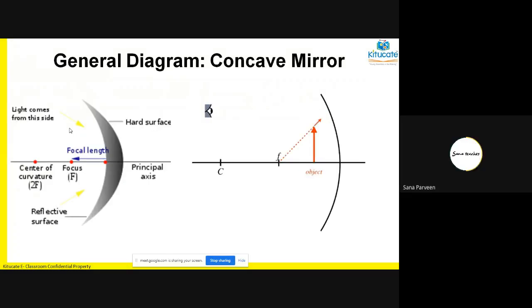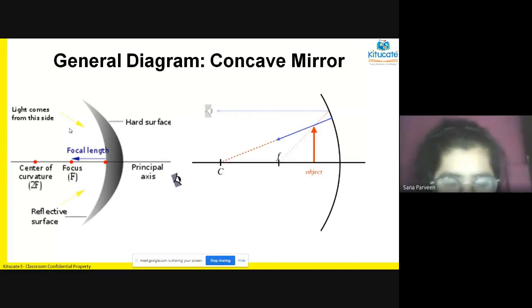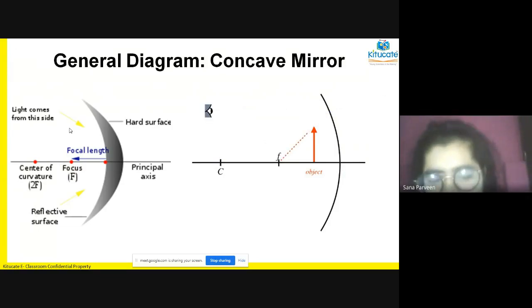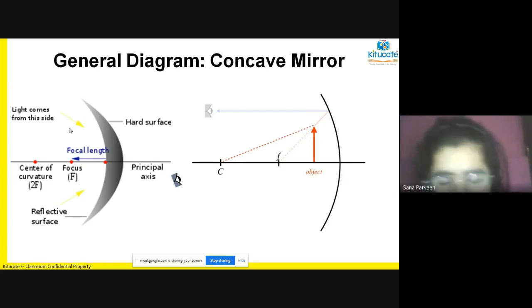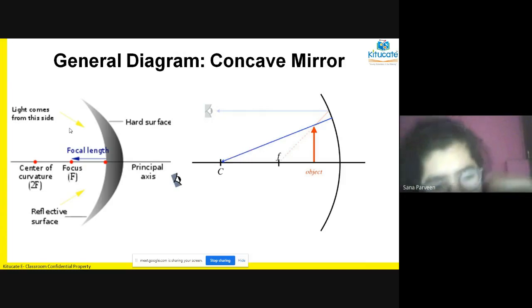Yeah, let us just continue with this general diagram. Concave mirror. As ma'am told, there are two types of mirrors: concave mirror and convex mirror. So first of all, we are going to talk about concave mirror, the cave, the hollow thing in which we are moving. First of all, we need to understand there are some alphabets written here. What is the meaning of the alphabets?